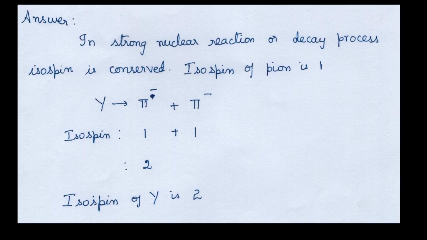In a strong nuclear reaction or a decay process, the isospin is conserved, and the isospin of a pion is 1. So as 2 pions are produced in this reaction, the isospin value is 2. So the answer: the isospin of Y is 2.